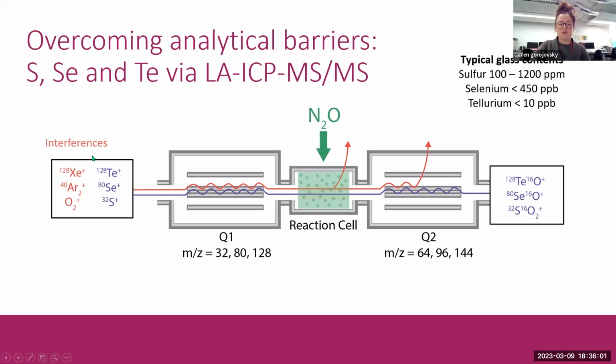And so in this regard, you do remove some of the interferences, but when you move to the second quadrupole, so your second mass filter, we're now going to be analyzing for sulfur double oxide, selenium oxide, and tellurium oxide. So we shift away. And therefore, this enables us to analyze sulfur, selenium, and tellurium with minimal or no interferences.